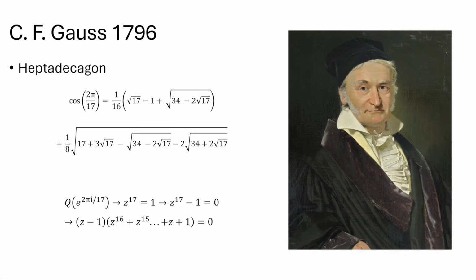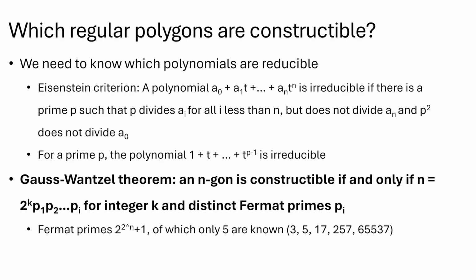And we can show that by our roots of unity method, right? Where if you break it into 17 pieces, z to the 17 minus 1 is 0, you can factor out z minus 1, and you end up with z to the 16 and so on. And 16 is 2 to the n, because it's 2 to the 4, right? 2 to the 1 is 2, 2 to the 2 is 4, 2 to the 3 is 8, and then 2 to the 4 is 16. So since it is, then it's constructible.